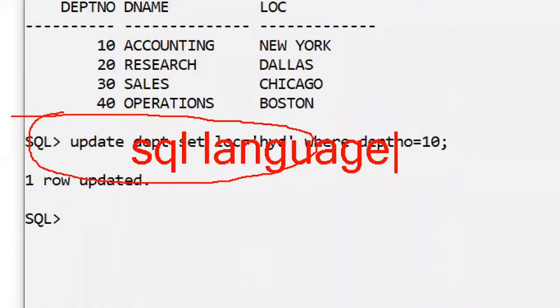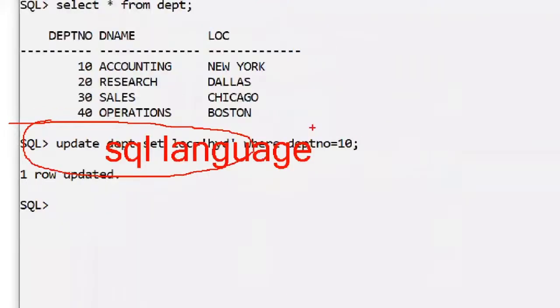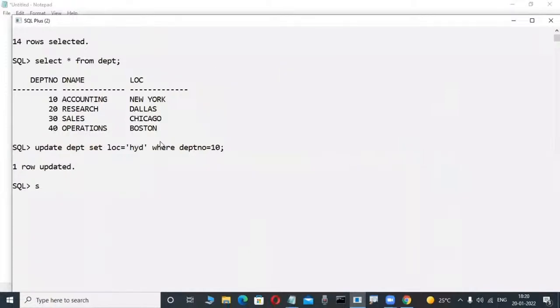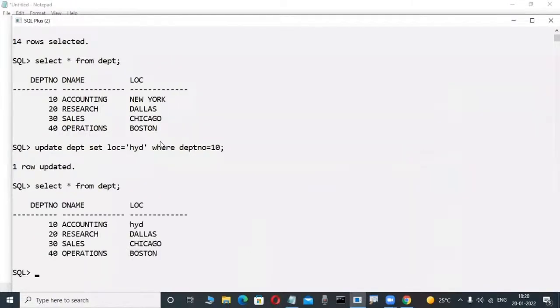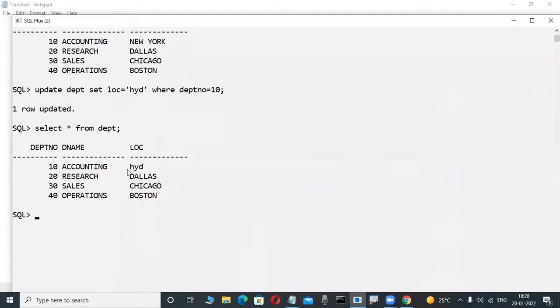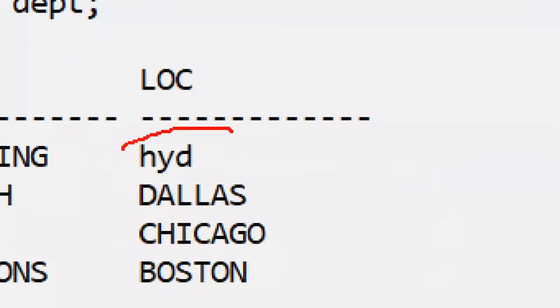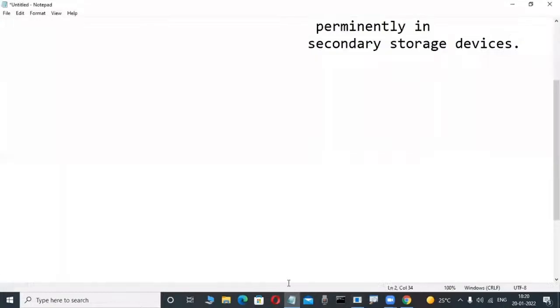Now, observe it here. Once we write this type of coding, which is called SQL languages, it is automatically affected in your database. Observe it here. Yes, in your database, in the previous case, New York is there, but in this case, Hyderabad is the location. Yes. That's why always observe it here.